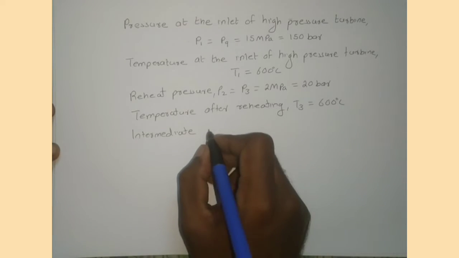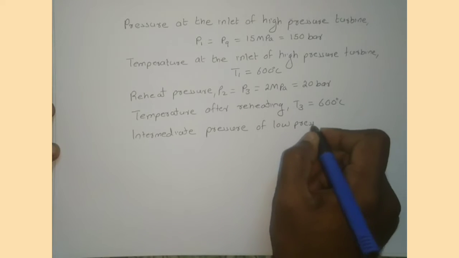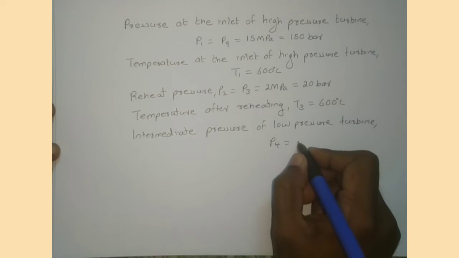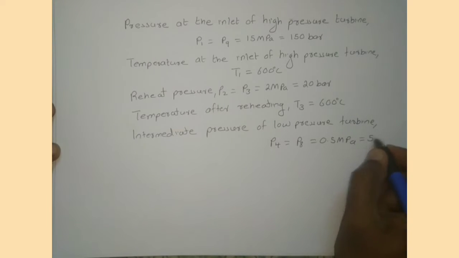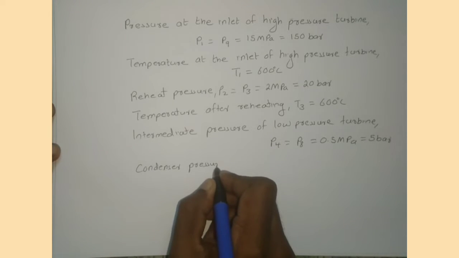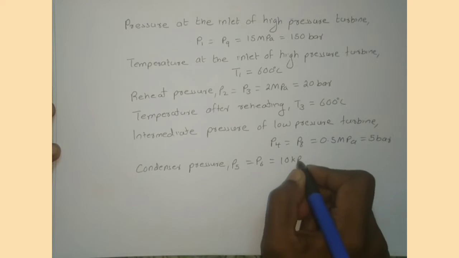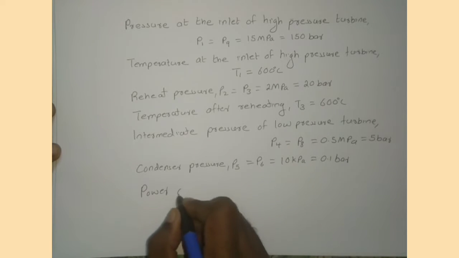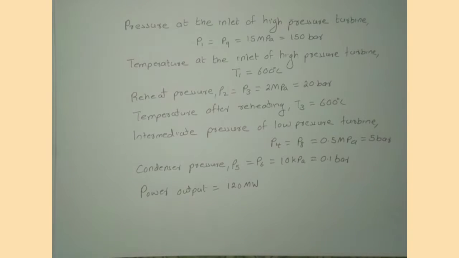Intermediate pressure of the low pressure turbine, which means at that pressure some amount of steam leaves the low pressure turbine and goes to the feed water heater, is P4 equals P8 equals 0.5 megapascal, that is 5 bar. Also, condenser pressure is given: P5 equals P6 equals 10 kilopascal, that is 0.1 bar. Power output is given, it is 120 megawatt.